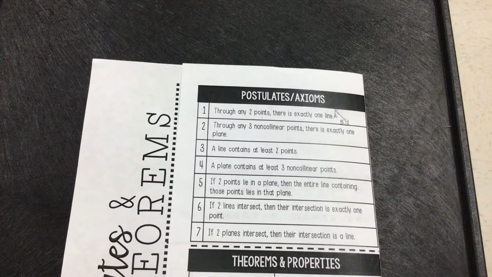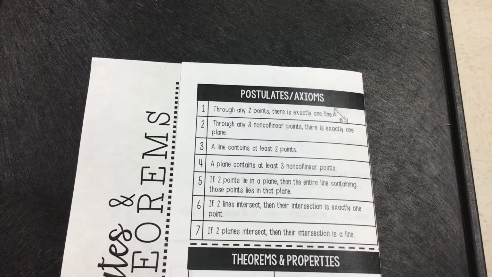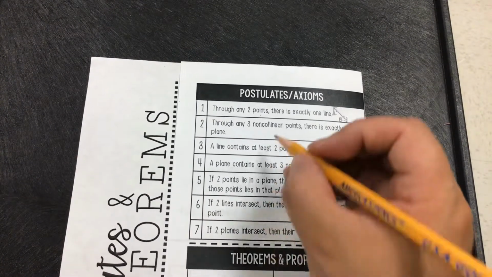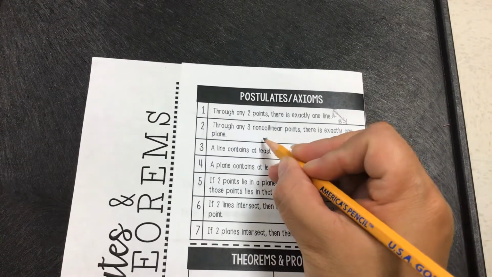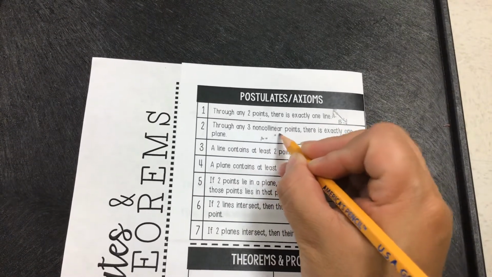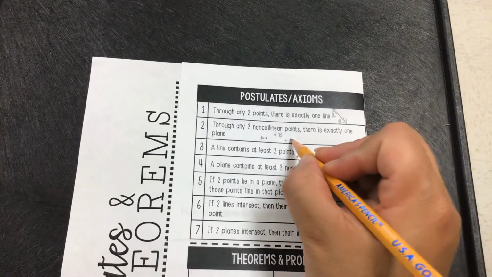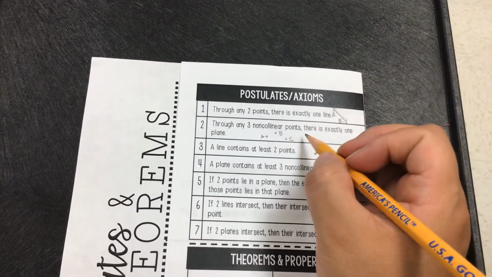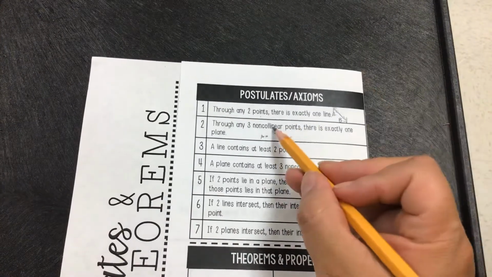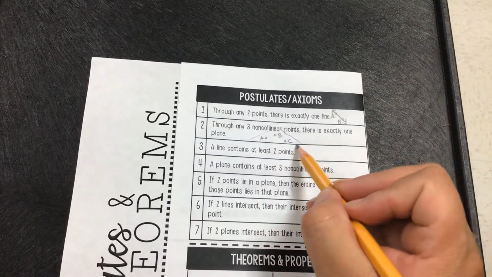Through any non-collinear points, there exists one plane. So what you start with is 3 points that are not linear. That means they're not on the same line. Then that is enough to make the plane.